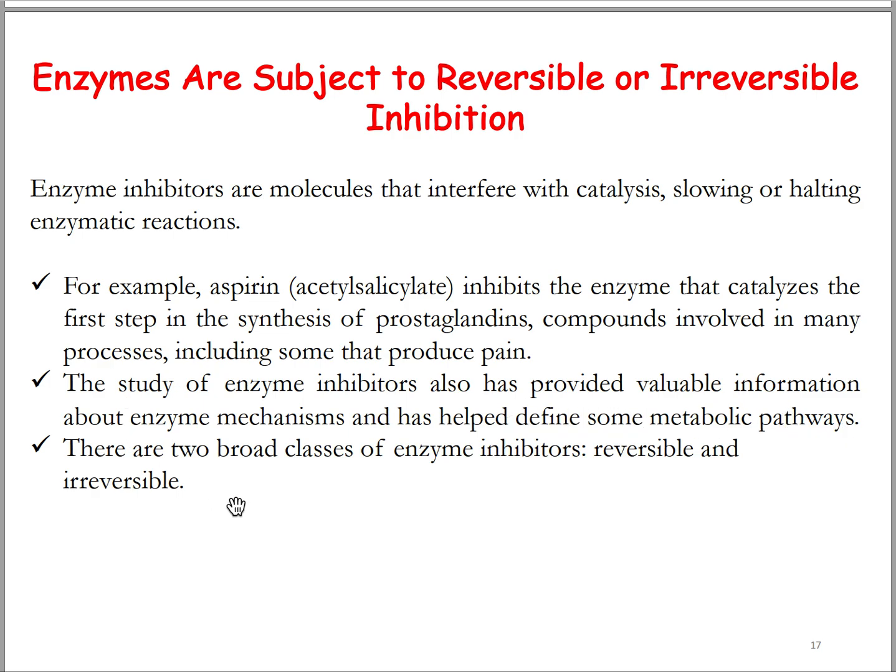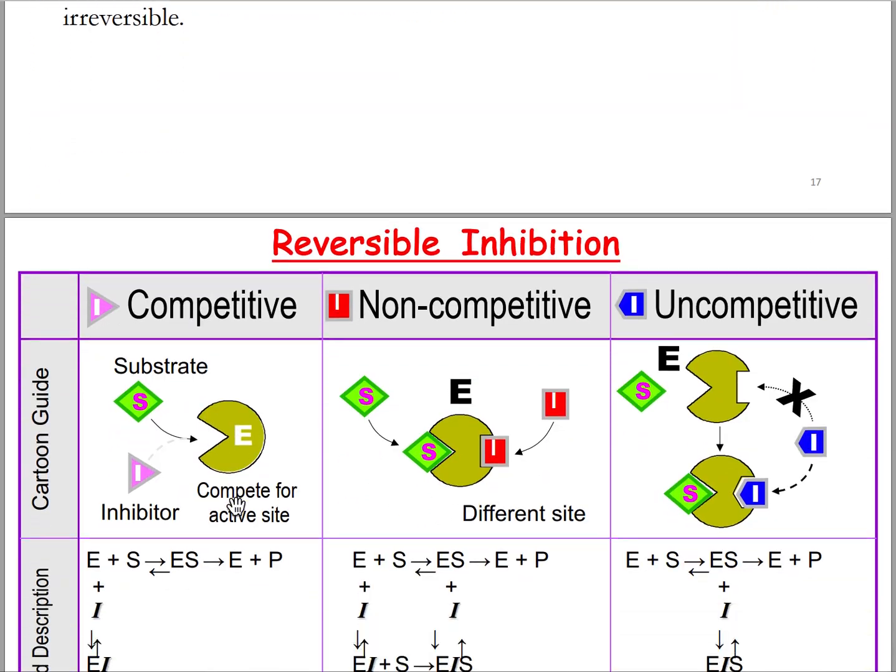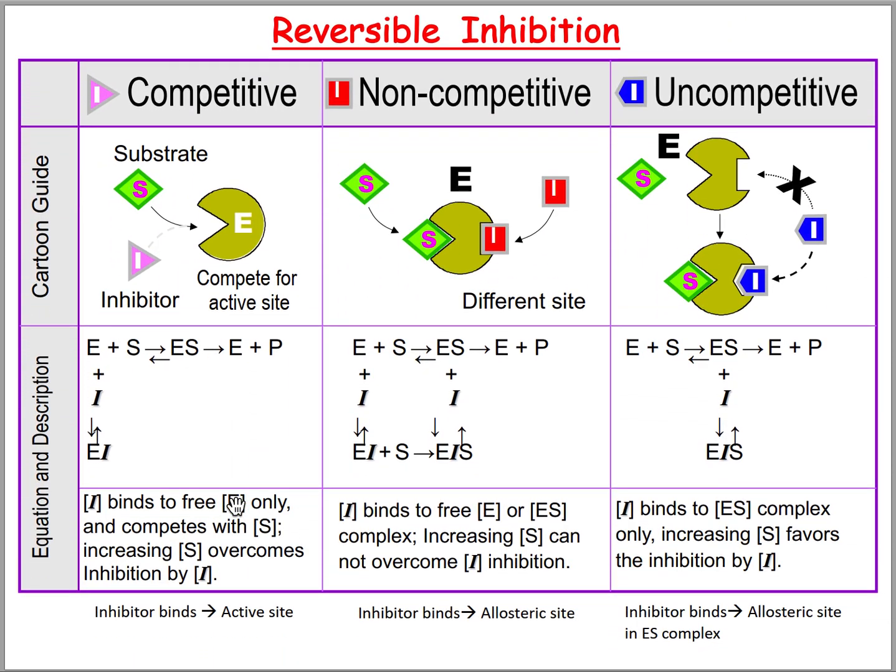There are two broad classes of enzyme inhibitor, reversible or irreversible. In reversible inhibition, we can categorize it into competitive, non-competitive, and uncompetitive. In competitive, the inhibitors bind to free enzymes only and compete with substrate, and increasing the concentration of substrate will overcome the inhibition. In non-competitive, inhibitors bind to free enzyme or enzyme-substrate complex, and increasing the substrate cannot overcome the inhibition. And in uncompetitive, inhibitors bind with the enzyme-substrate complex only, and increasing the substrate favors the inhibition.